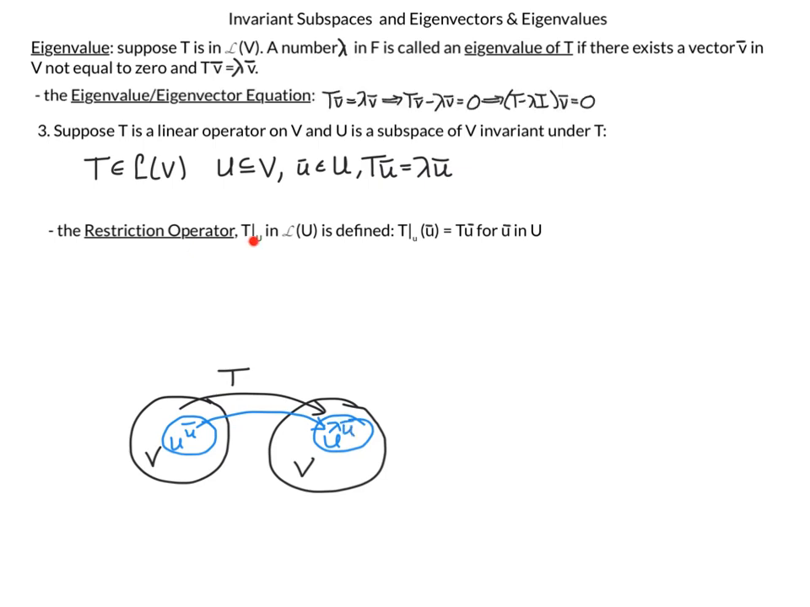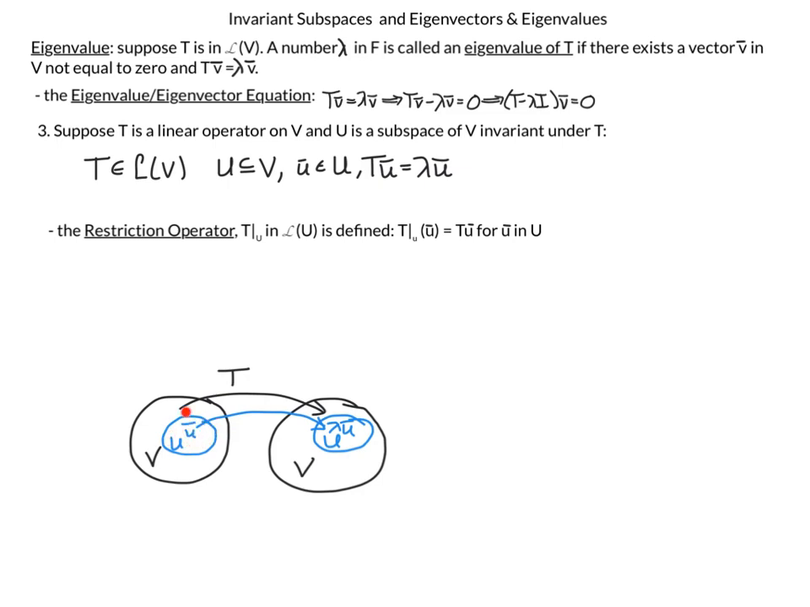The restriction operator, which we denote with T slash U, is a linear operator on U, and it's defined as T slash U operating on a vector u equal to T of u for all vectors u in U. In other words, instead of considering T on the whole vector space V, we're going to restrict our domain just to U and consider what happens.